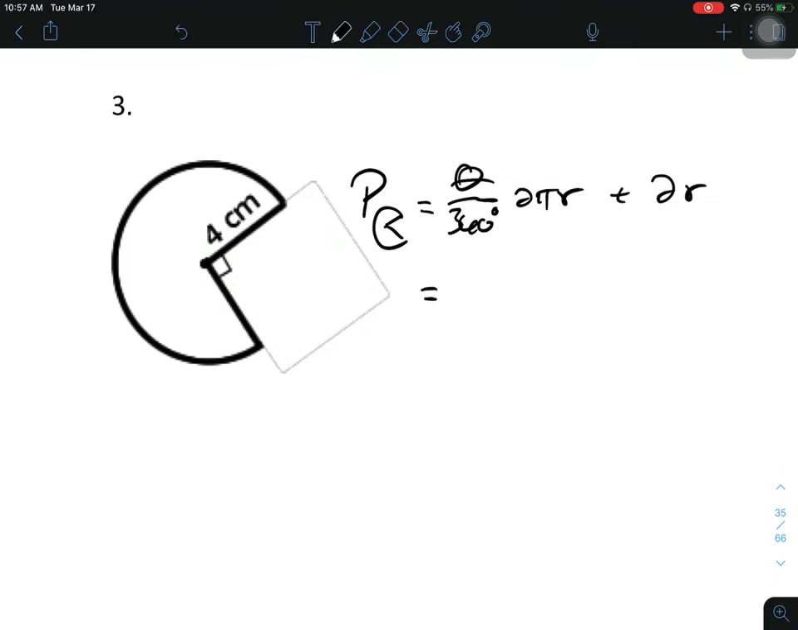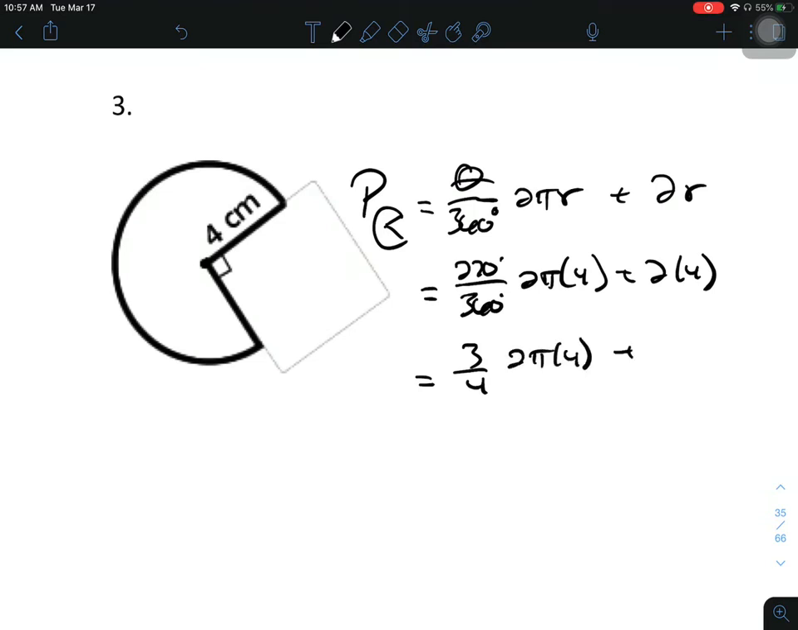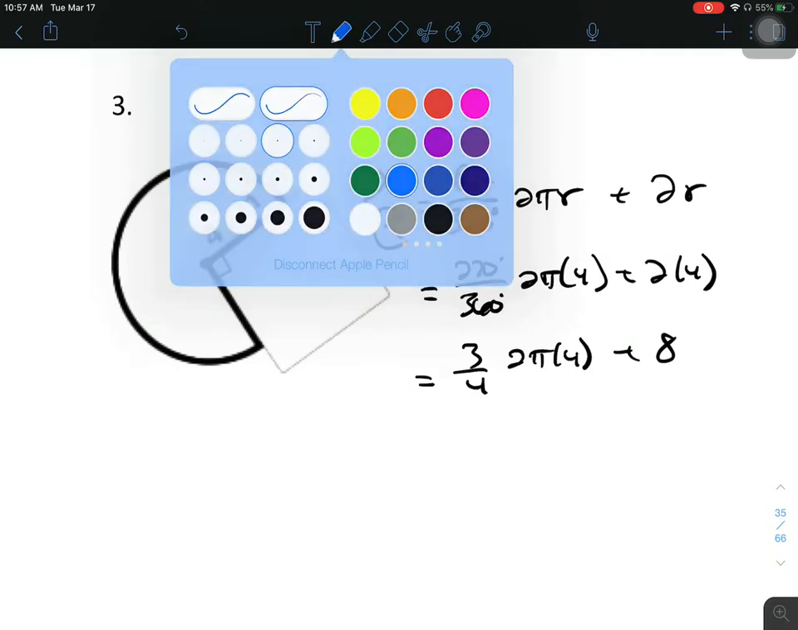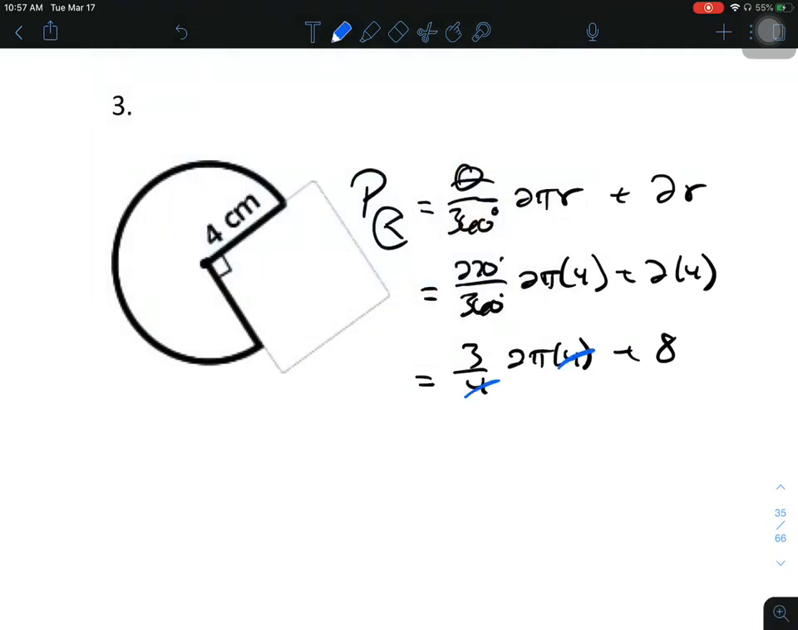So that central angle, if we've used 90 here, that means we're left with 270. The radius is 4. 270 divided by 360 reduces to 3/4. I'm just going to leave the 4 here for now. I'll show you why in a second. Because I can then say, well, 4 divided by 4 goes 1 time. And I'm left with 6 pi plus 8. And this is centimeters. It's a linear unit because we're finding perimeter.